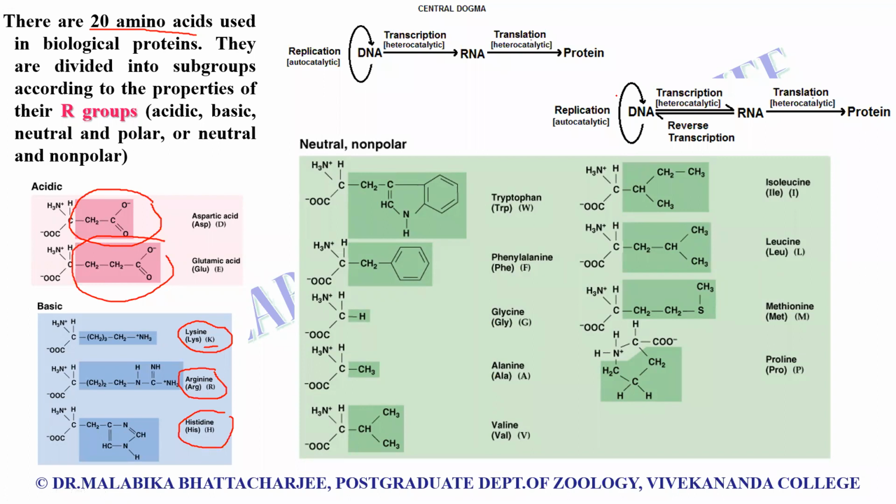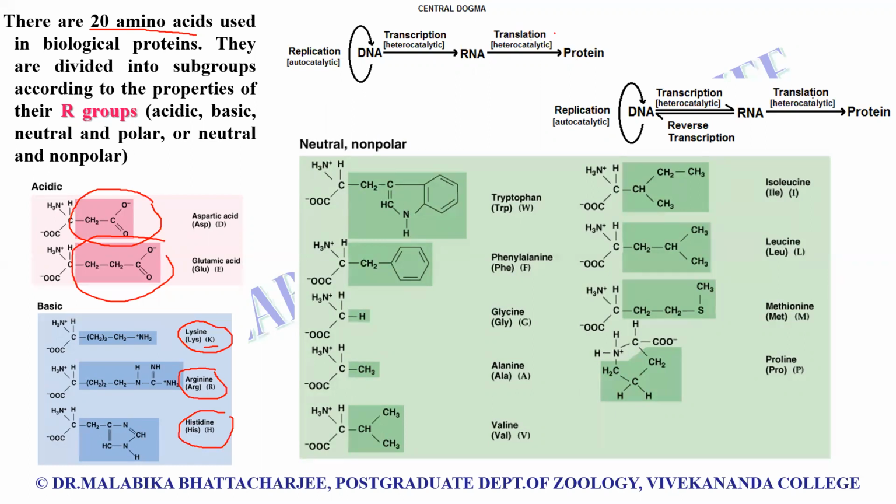And as I said when I started this class, this was the central dogma. Replication is autocatalytic. From a DNA template, a daughter DNA is synthesized. Transcription is heterocatalytic. On a deoxyribonucleotide template, a ribonucleotide is synthesized, hence heterocatalytic, and the process is transcription. And based on the information present on a ribonucleotide, a polypeptide chain is synthesized. So protein and RNA are also of different chemical nature. Hence, again, the process is heterocatalytic and is known as translation.